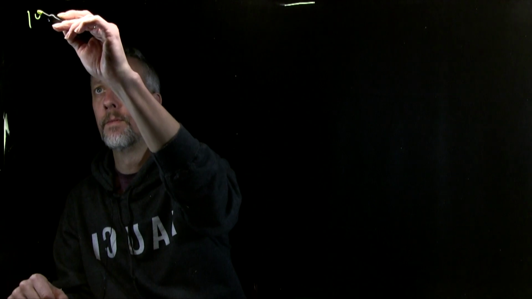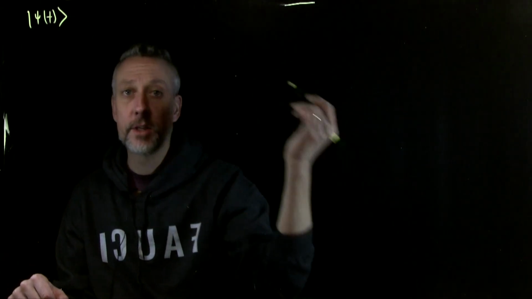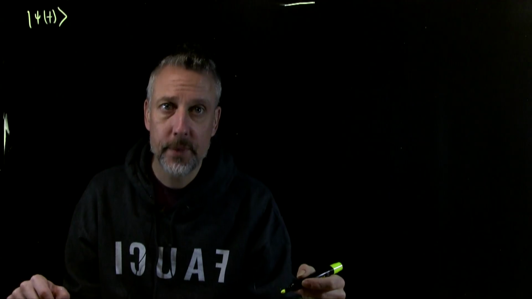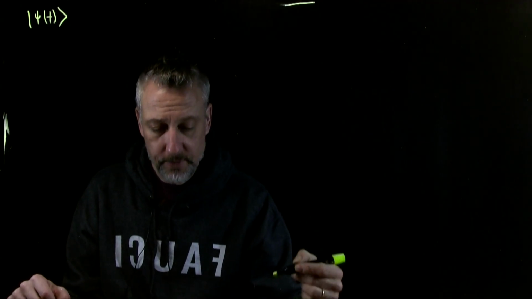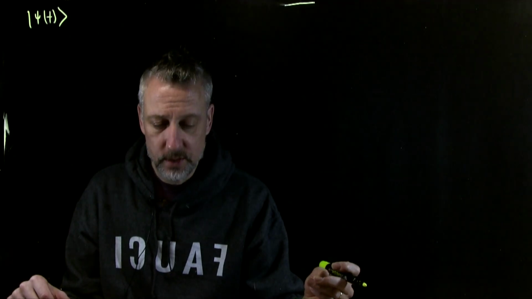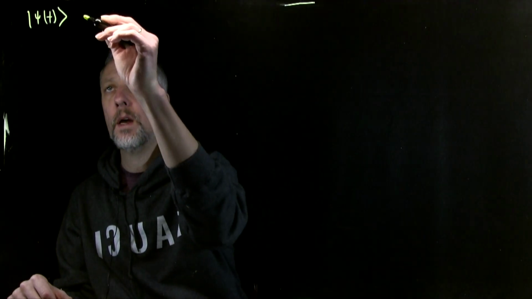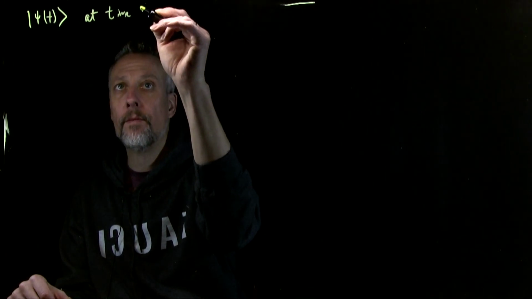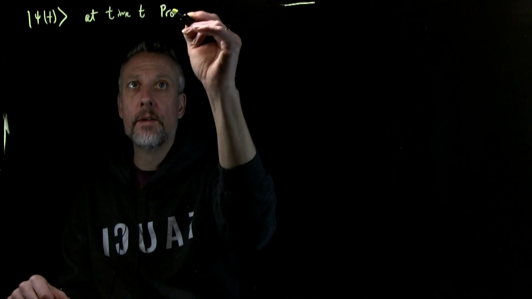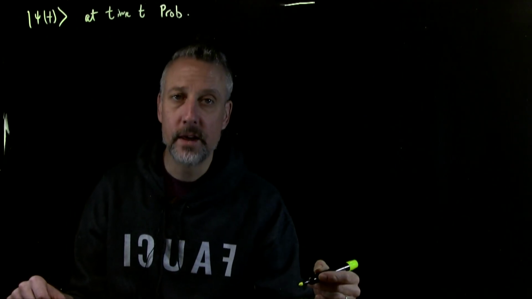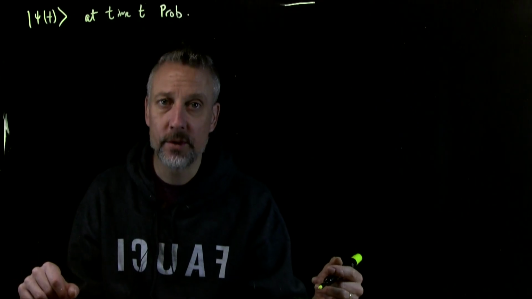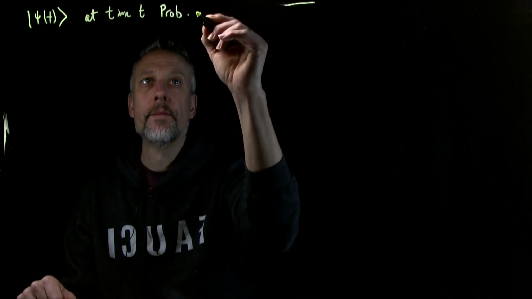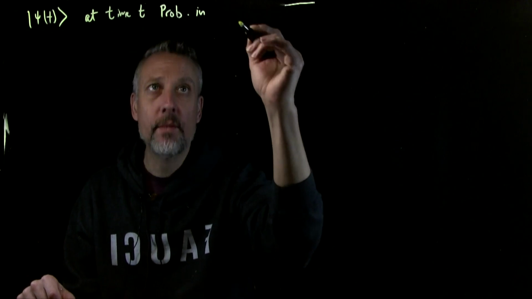So what we're going to do now is we're going to look at the probability. All right, so we have a wave function, or we have a state vector, whatever you want to call it, that we set up. It evolves in time. It's a superposition. And now what we want to do is ask the question, at time t, what is the probability that the system is in one of the Hamiltonian eigenstates? Let's call it M.